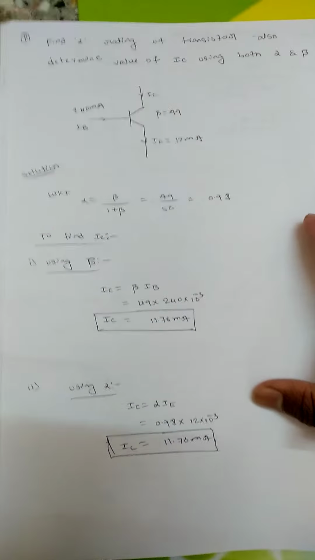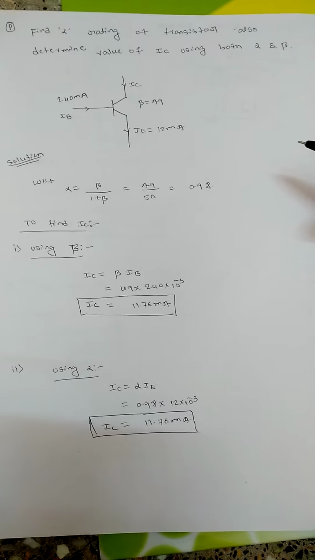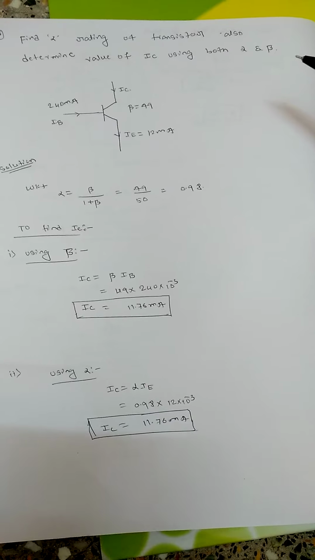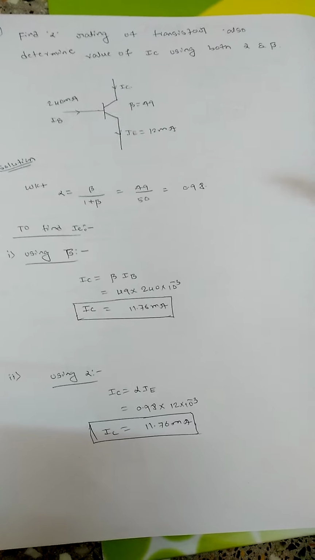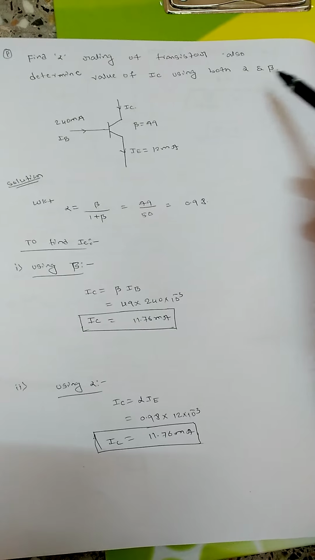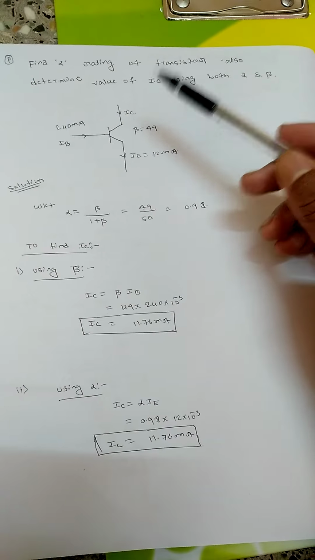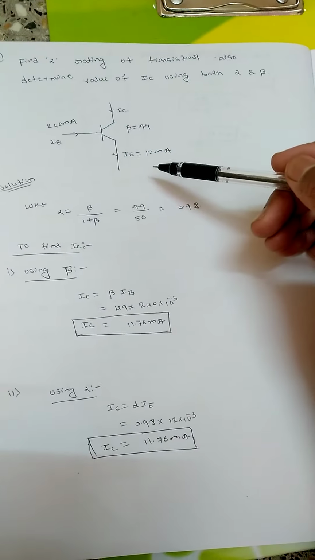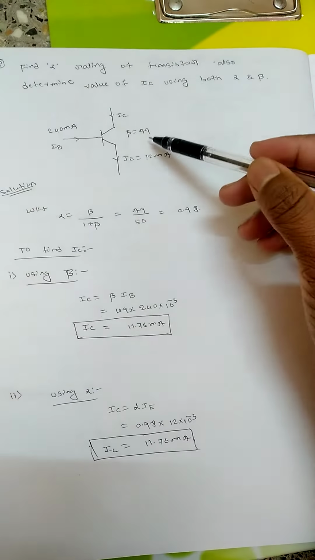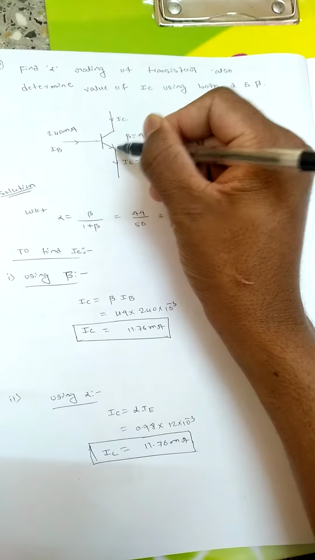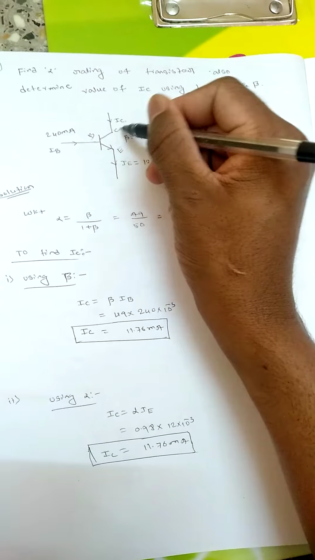Okay, so now coming to the second problem of this session. In the second problem, the task is to find the alpha rating of the transistor and also determine the value of IC using both alpha and beta. So they have given a transistor and asked us to find out IC using both alpha and beta, and also to find out alpha. The given transistor has 240 microamp base current, emitter current is 12 milliampere, and beta value is 49. Collector current we need to find out. Here we have emitter, base and collector.